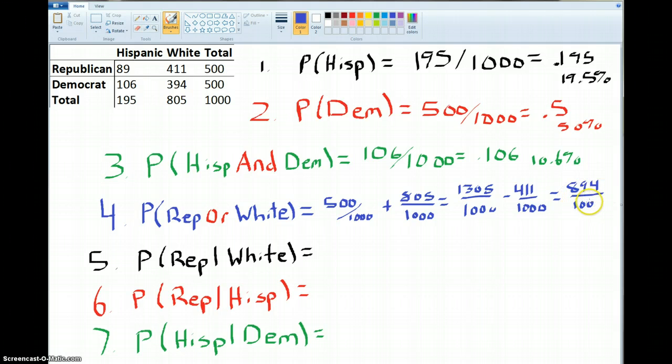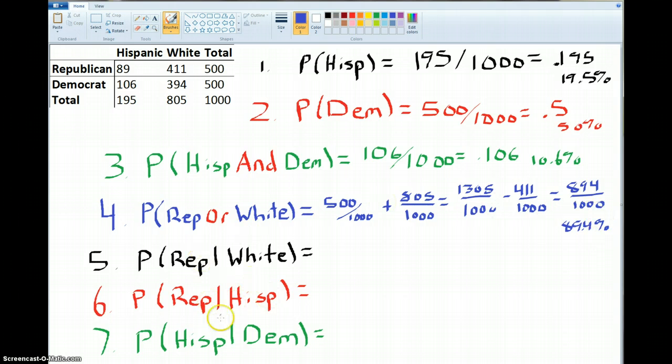So if you randomly selected someone out of this group, the chances that they were either a Republican or they were white, or they could be both, but they had one of these two qualities, is 894 out of 1,000, 89.4%. So pretty good chances that they're one of those two.